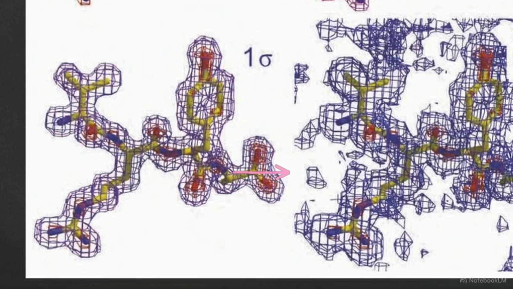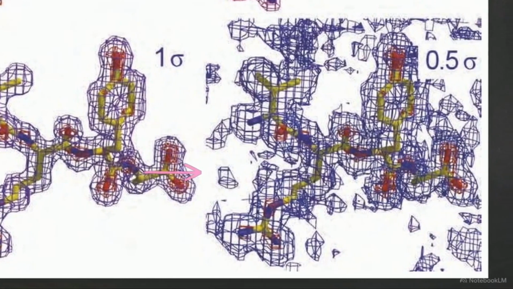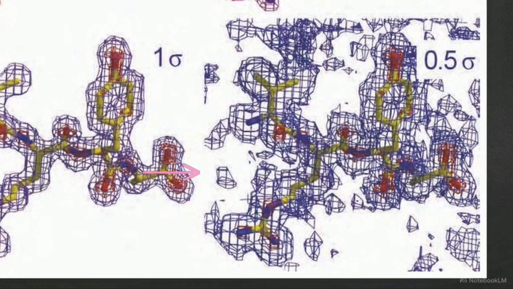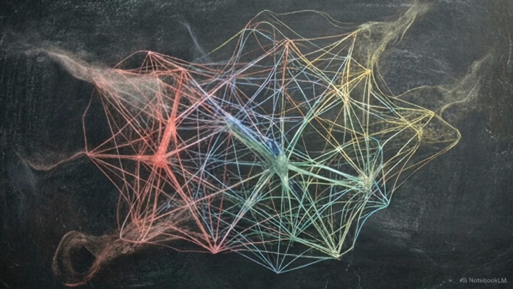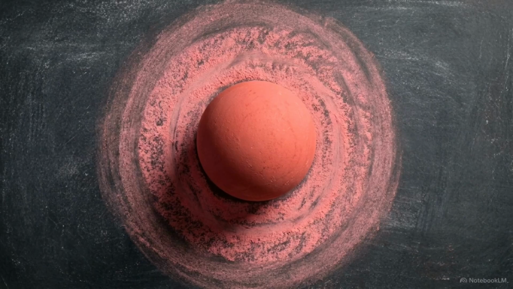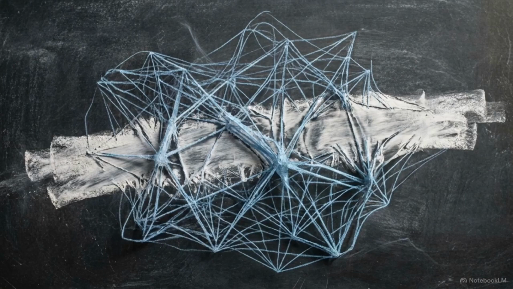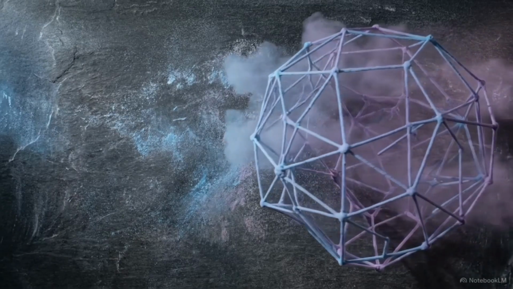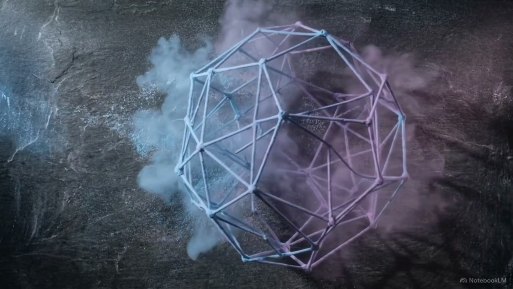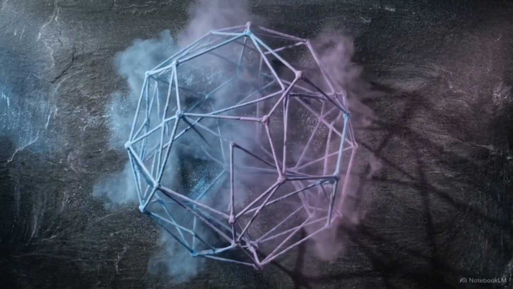Dropping to 0.5 sigma is dangerous. Noise mimics structure, tempting researchers to model non-existent features. Every map is governed by these same physical constraints. Resolution determines the ultimate sharpness. B factors dictate the physical spread. Missing data dictates geometric distortion. A rigorous structural biologist doesn't merely look at an electron density map. Instead, they read it, decoding the reciprocal space constraints written directly into the geometry of the real space reconstruction.